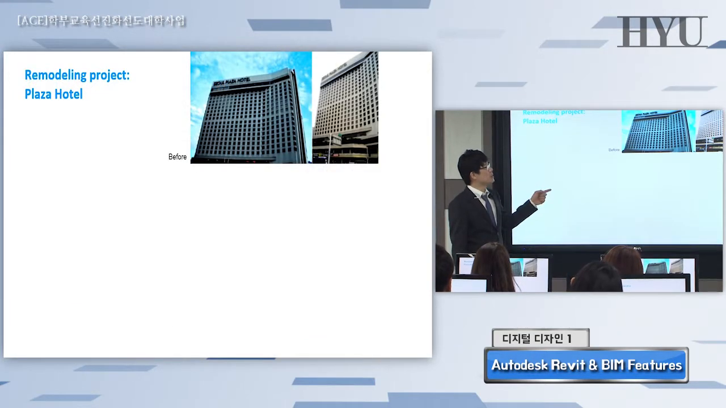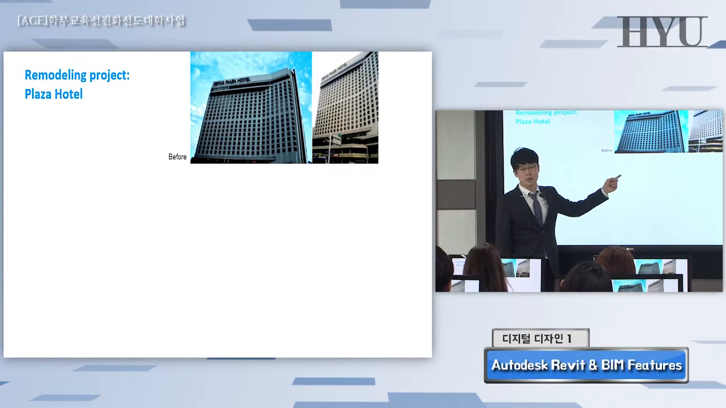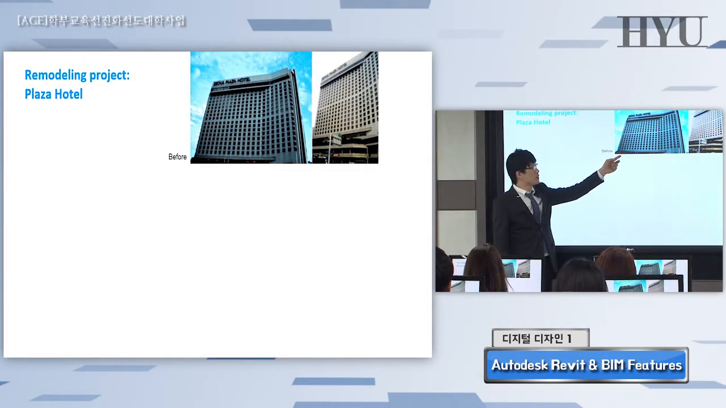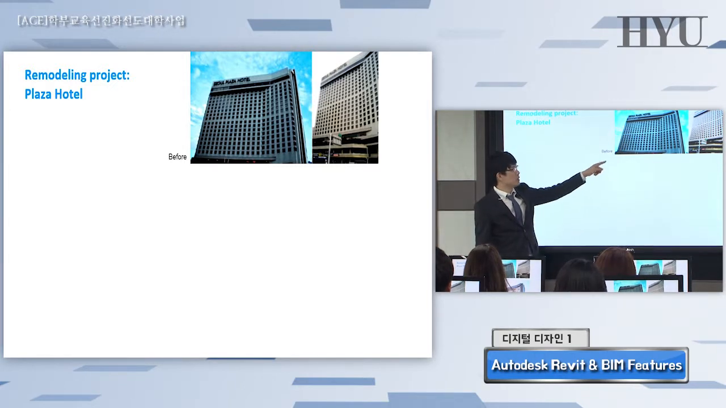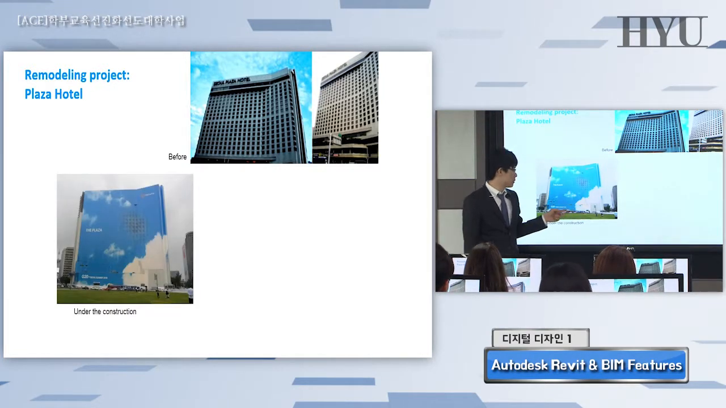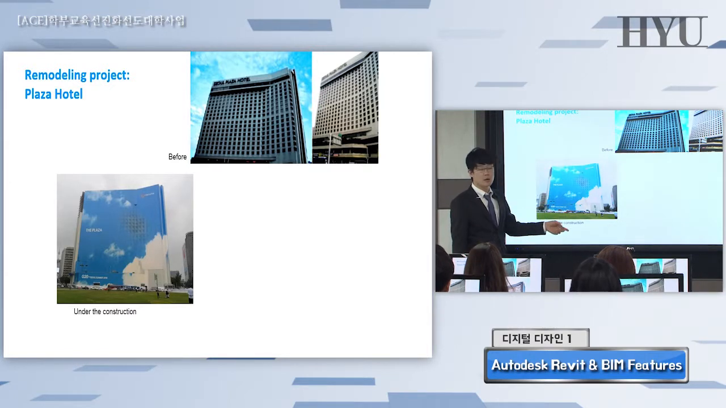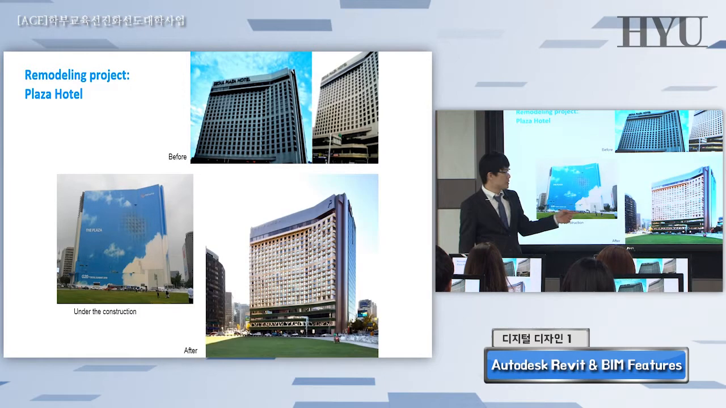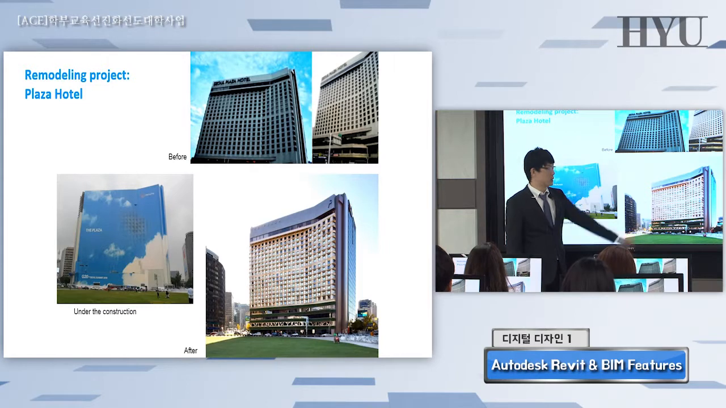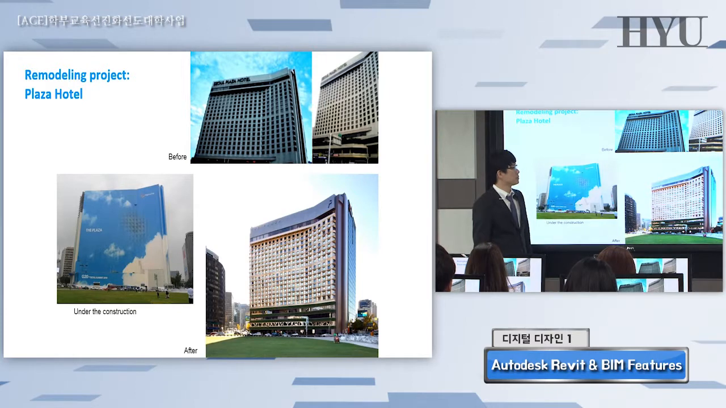The last example is the Seoul Plaza Hotel remodeling. This is before the remodel project. This one is located just in front of Seoul City Hall. You may know this building. It is an old building, and this is a picture of it under construction. They put up this screen to show a preview while the actual construction is ongoing. And this is the building exterior facade at the end of this remodel reconstruction.